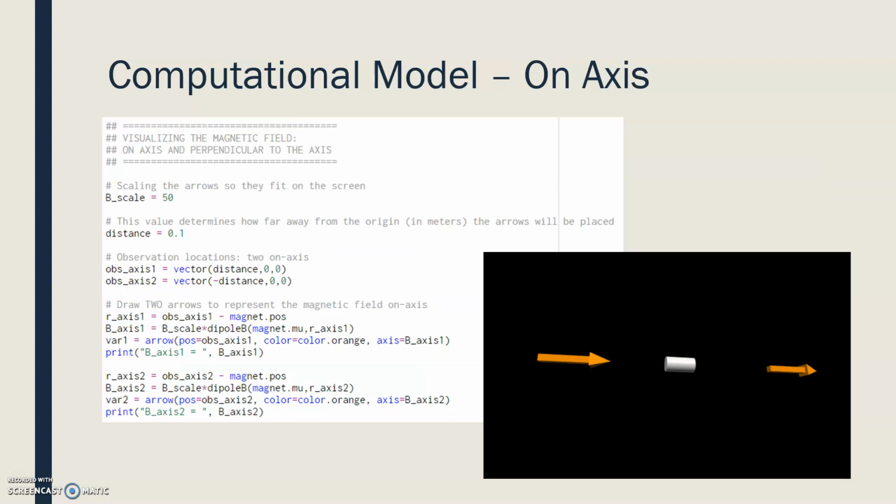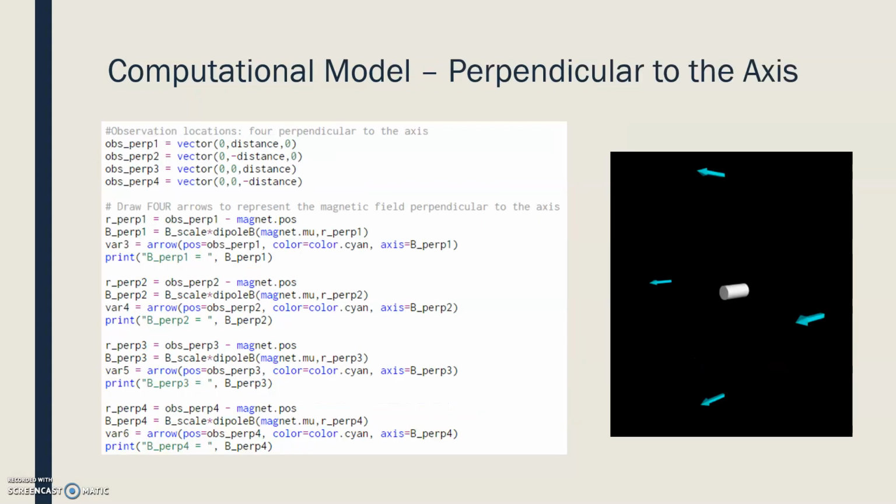This was done by first calculating R-axis for each arrow, given the bar magnet position and the observation location. The B-axis is calculated by using the dipole B function with the corresponding R-axis and magnet.mu inputs. The arrows are then modeled with the position being the previously determined observation location, the axis being B-axis. The process for calculating and modeling the magnetic fields at observation locations perpendicular to the bar magnet is the same as for on-axis, except the 4 observation locations are on the positive and negative y and z axes. The distance and magnetic field vectors are assigned to the rperp and bperp variables.